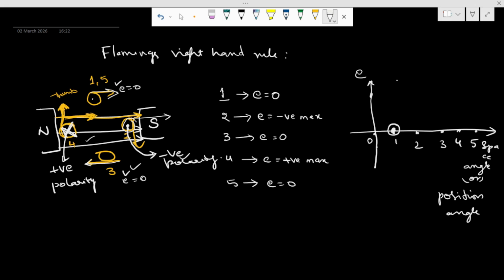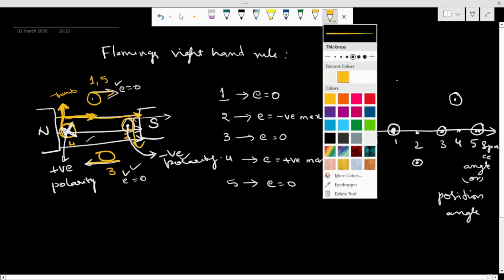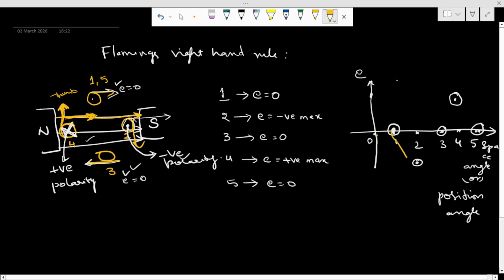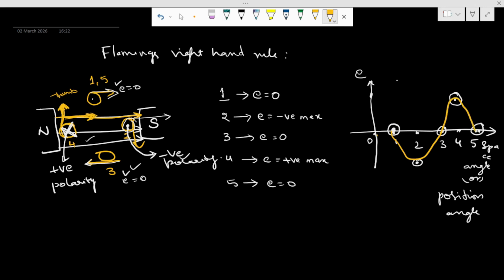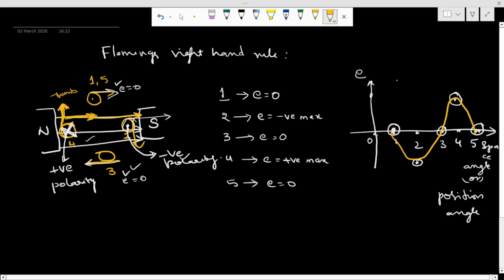In the second position EMF induced is negative maximum. In the third position EMF induced is 0. In the fourth position, positive maximum. In the fifth position, EMF induced is 0. Let us plot the graph, which looks like alternating induced EMF.